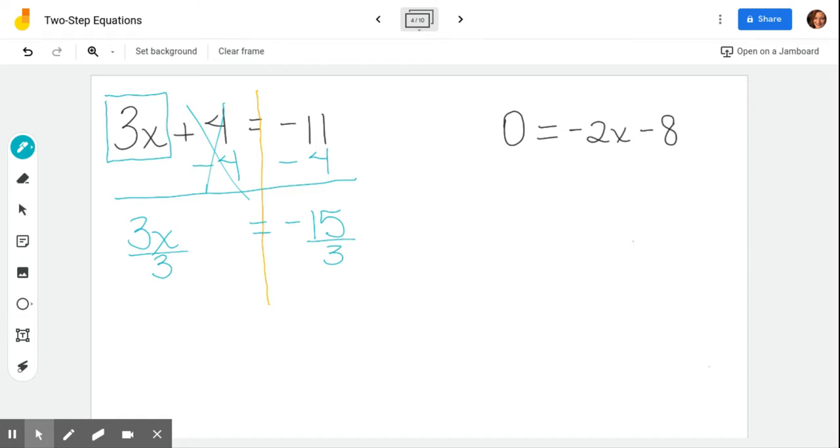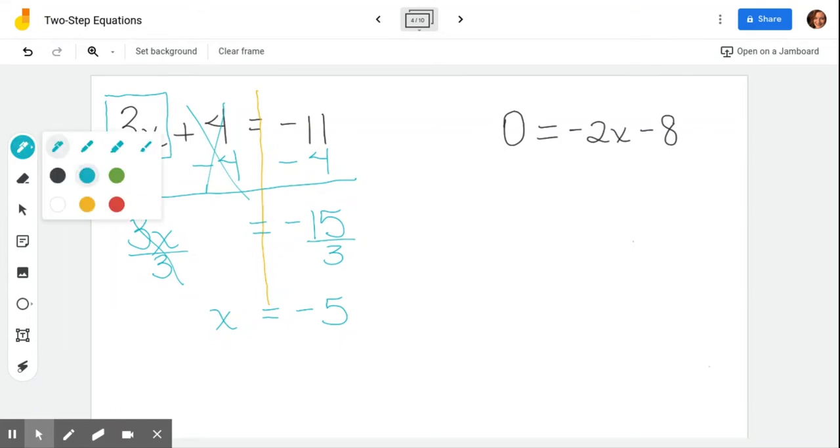If I bring my groups together and then I separate them back out, it's like it never happened. So I just have an x, or 1x is the same because 3 divided by 3 is 1. Bring down my equal sign. Negative 15 divided by 3 is a negative 5. So I think my answer is negative 5.